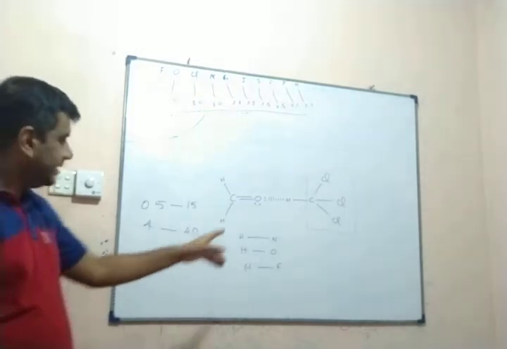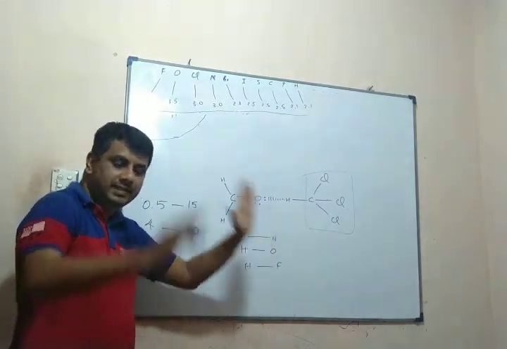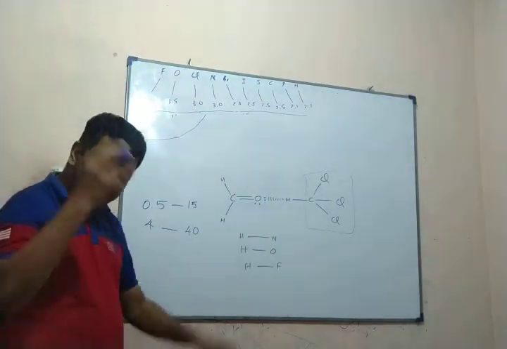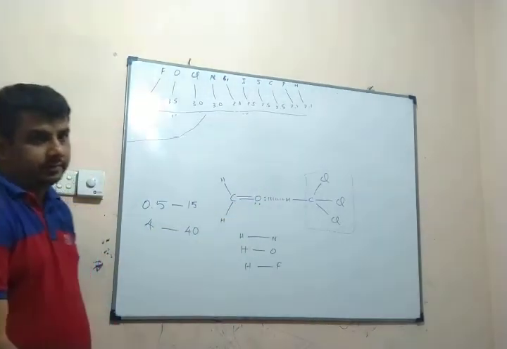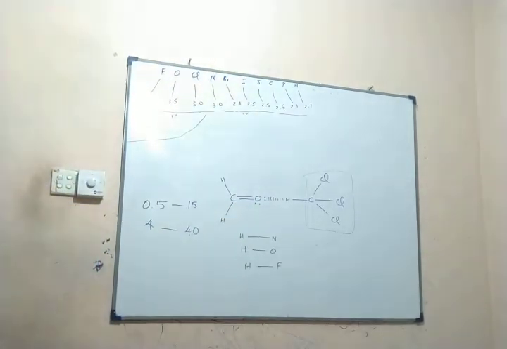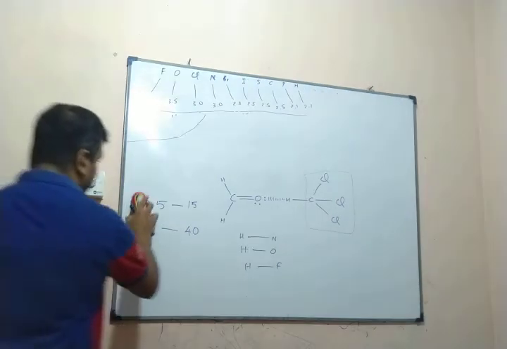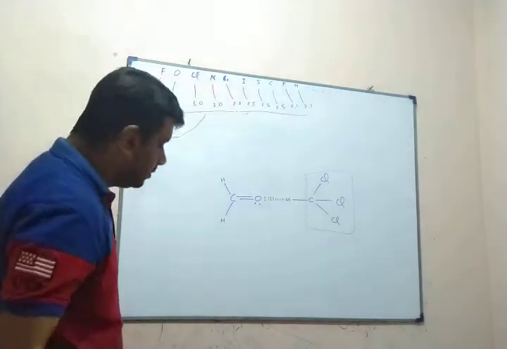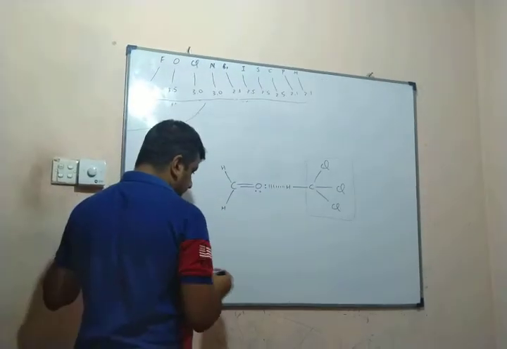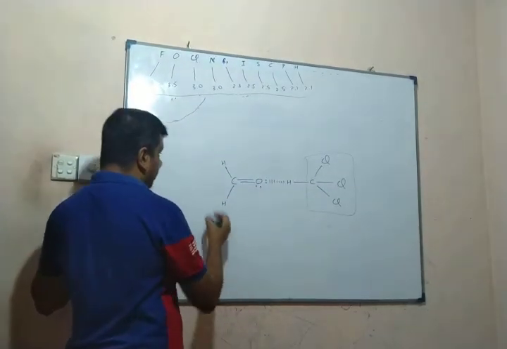But normally it's like this: hydrogen is connected to nitrogen, oxygen or fluorine. This is the normal condition. But there are a few exceptions, only a few. One is this. This is one exception, and there are many more we'll study. And then HF.